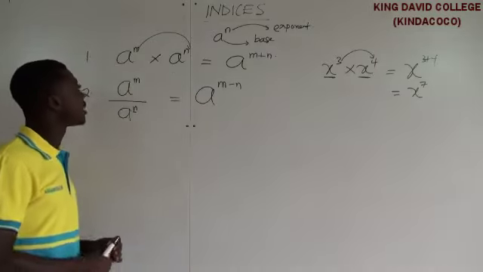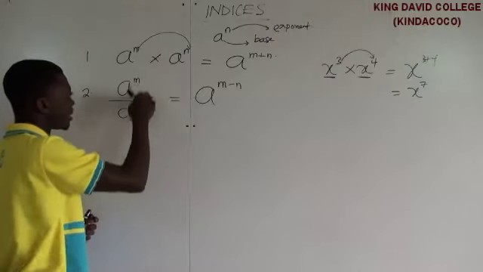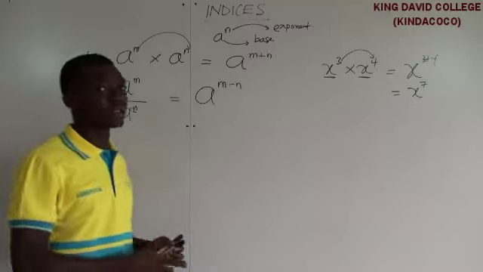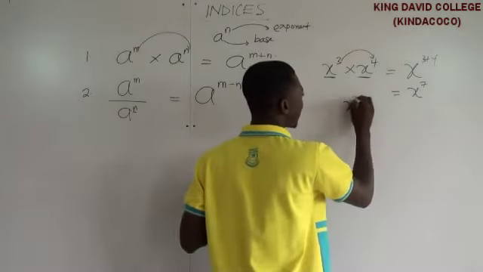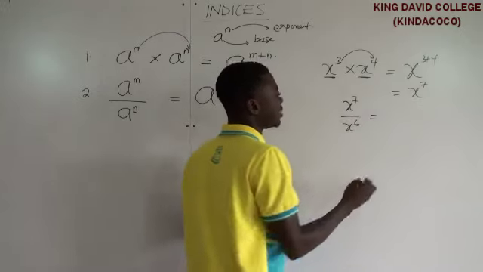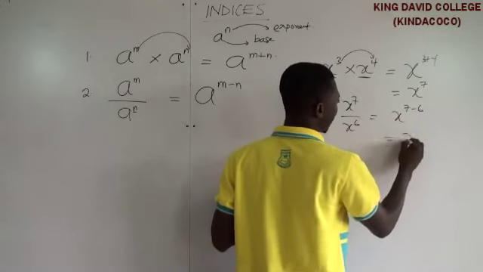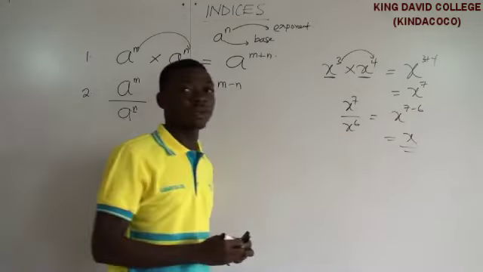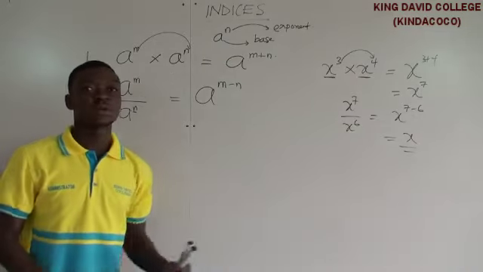Okay. So if these ones are opposing, then this must also oppose. So supposing I give you x to the power 7 divided by x to the power 6, this one clearly you should just know that it is x to the power 7 minus 6. And that's x. Simple. Very, very simple. We are only following what the law is saying.